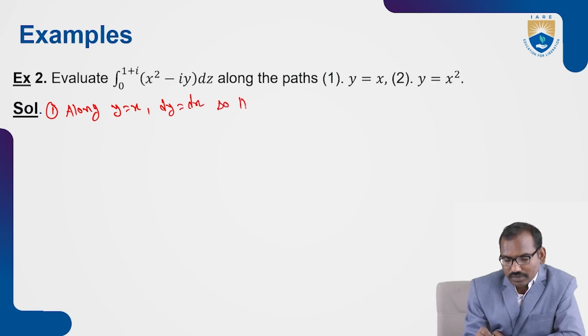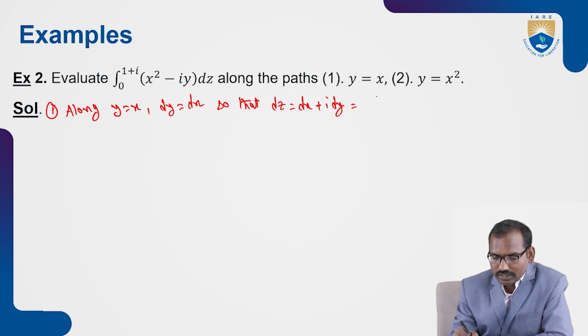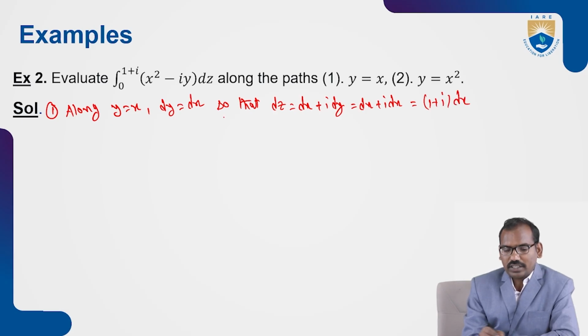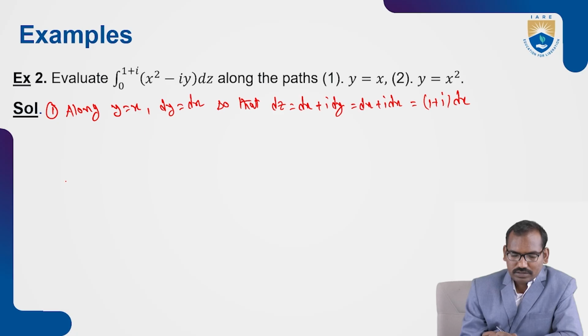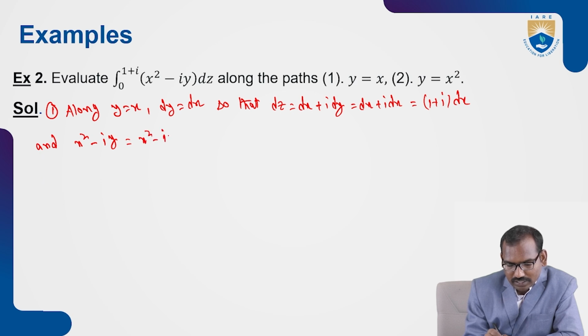So that you can write dz as dx plus i dy. This is usual, but we know dy is dx. So it is dx plus i dx. Simply it is 1 plus i times dx. I am performing along y is equal to x. Okay, and how can I write x square minus iy on y is equal to x? I can write it as x square minus i times x.